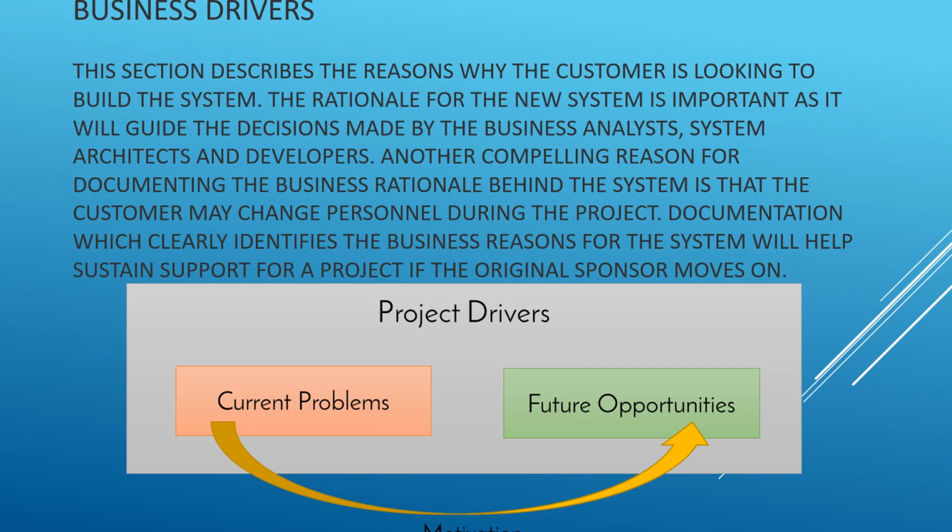Business drivers. This section describes the reasons why the customer is looking to build a system. The rationale for the new system is important as it will guide the decisions made by the business analysts, system architects, and developers. Another compelling reason for documenting the business rationale behind the system is that the customer may change personnel during the project. Documentation which clearly identifies the business reasons for the system will help sustain support for a project if the original sponsor moves on. The image is clearly shown below, in which project drivers, current problems, future opportunities, and motivations are given.